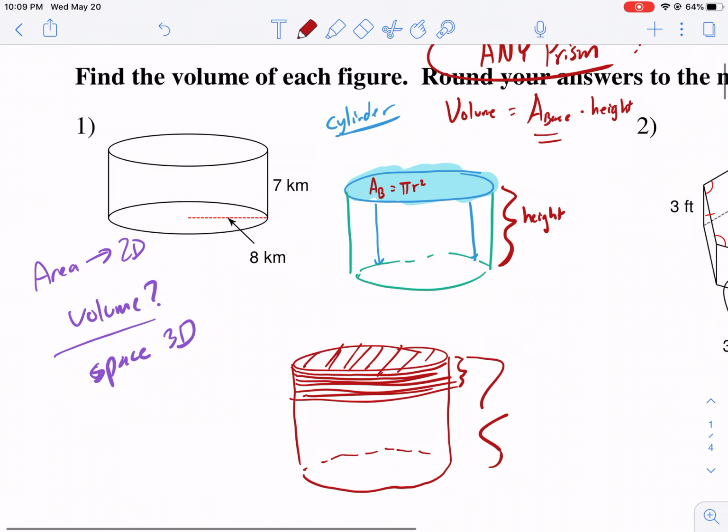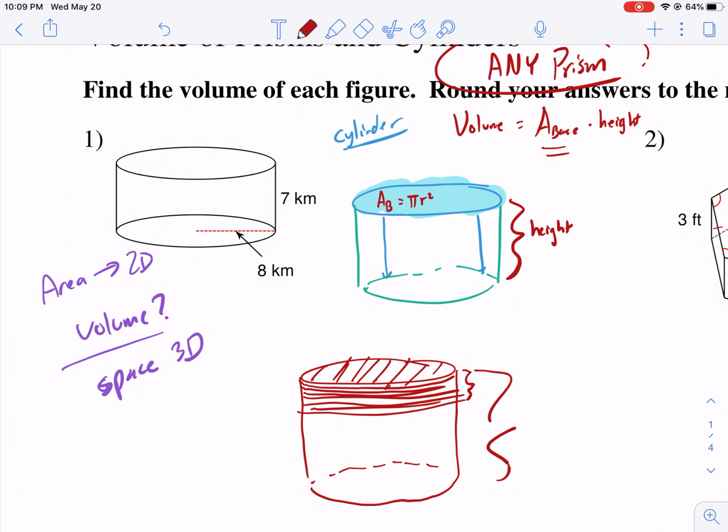Well, we have some information now. For number 1, we know that our radius equals 8. We know that our height equals 7. So that's all we need to go. We're going to set this up. Volume equals the area of the base, that's pi r squared, times our height. Let's input our values. We have pi, and instead of r we're going to put 8 and square it. Then we multiply it by our height, and that's 7.